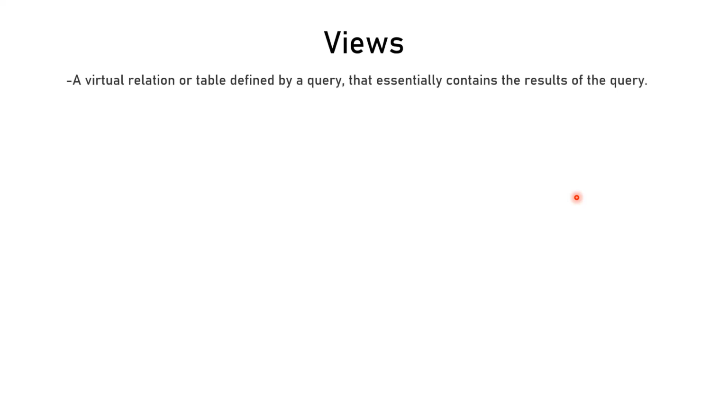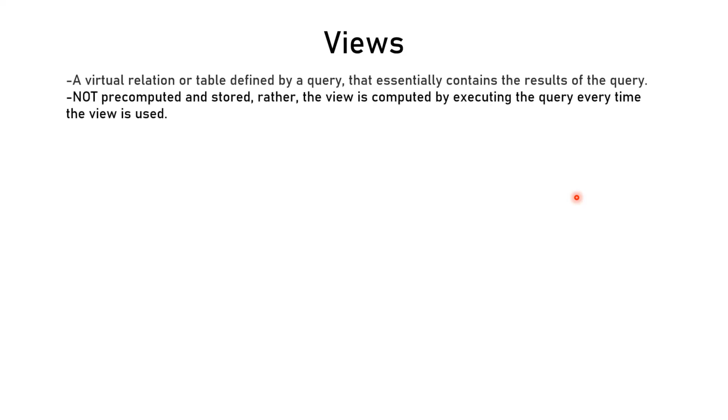Our next topic is views. Views are basically virtual relations or tables that are defined by queries. So basically, these virtual relations contain the results of those queries. One of the special attributes of views is that they are not pre-computed and stored. Rather, whenever a view is used or called, the query that is used to create that view is executed, and that view is generated dynamically.